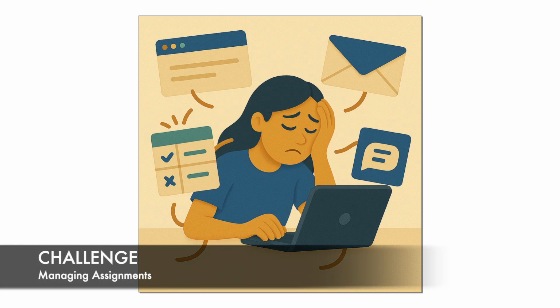Now let's tackle a challenge every program manager knows: managing assignments. When you're dealing with dozens or hundreds of submissions, assigning them manually becomes a full-time job. Administrators end up juggling email threads, updating spreadsheets, and copying names back and forth, all while trying to track which reviewer has access to what. It's messy, inefficient, and prone to error.